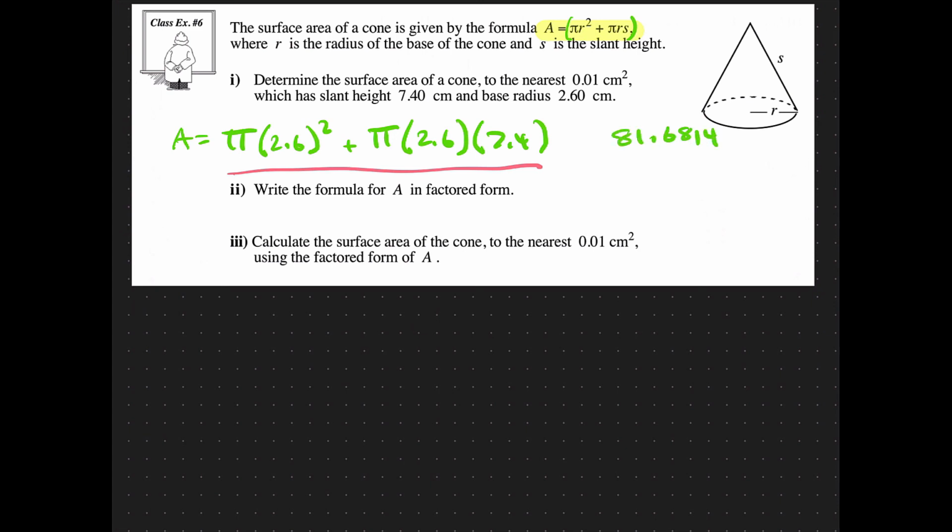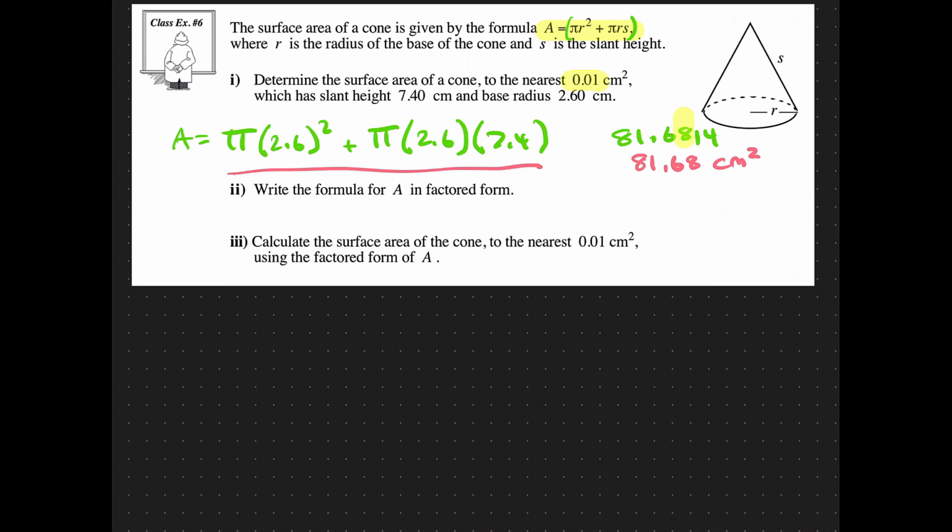I have a total of 81.6814, and it tells me to round that to the second decimal place, which means I only want to go that far. I noticed that the digit to the right of that is a 1, so it's going to stay the same. So the answer here is going to be 81.68, and the units are centimeters squared.